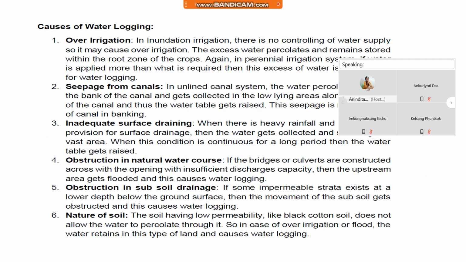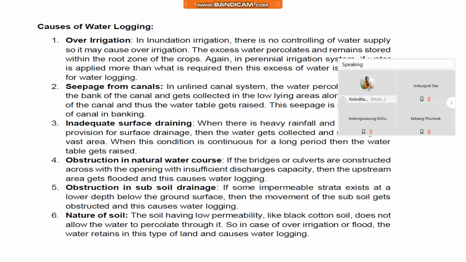What are the causes of waterlogging? The first one is over-irrigation. In inundation irrigation, there is no control of water supply, so it may cause over-irrigation. The excess water percolates and remains stored within the root zone of the crops. Again, in a perennial irrigation system, if water is applied more than what is required, then this excess water is responsible for waterlogging.